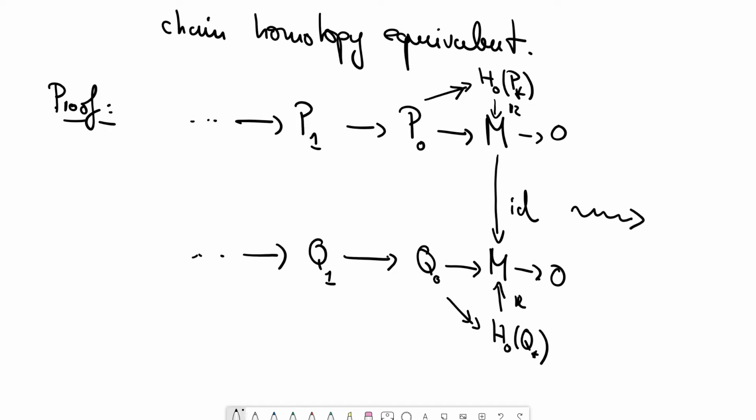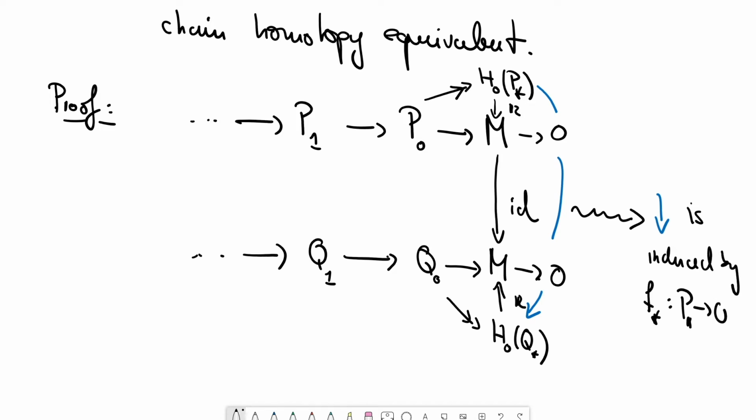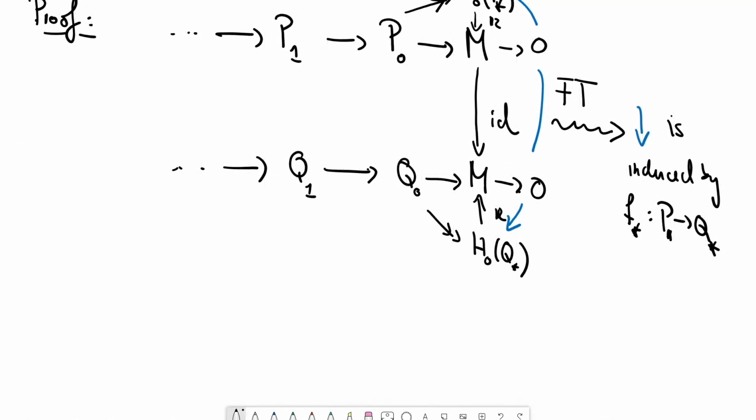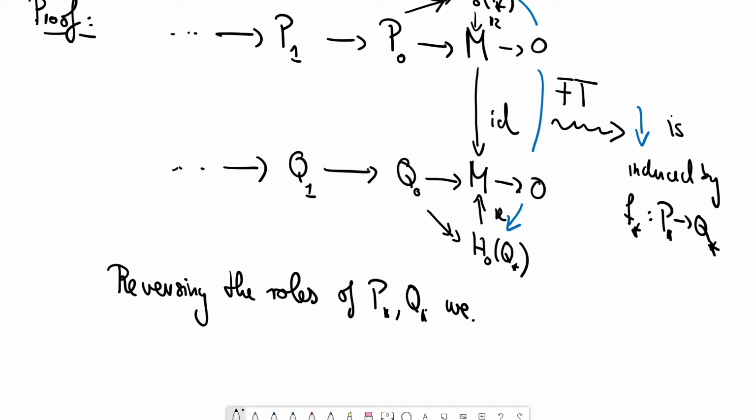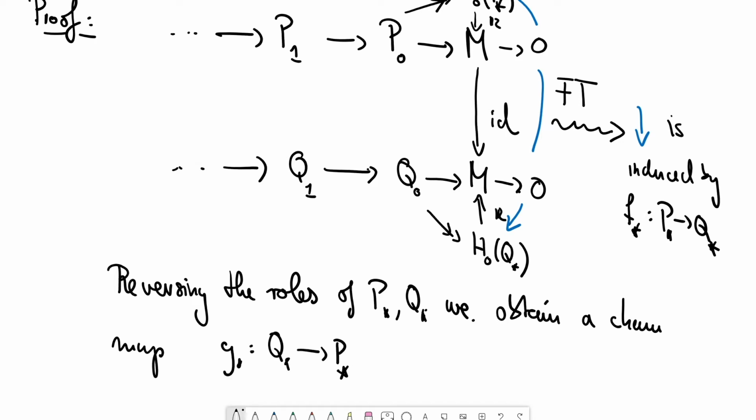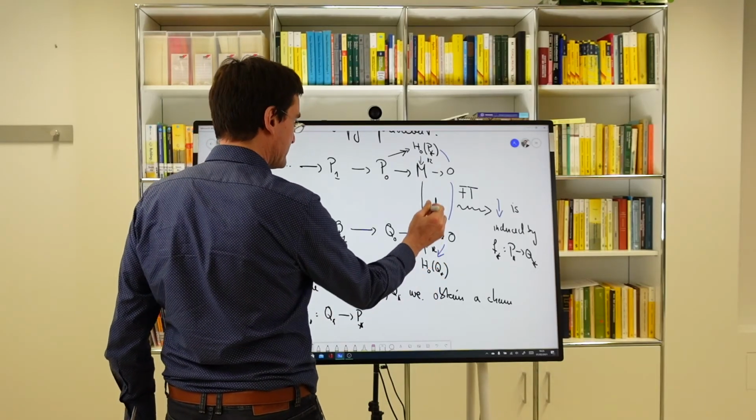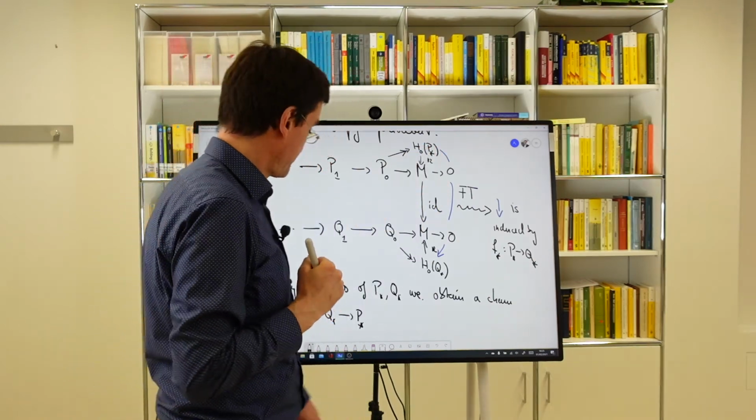So by the fundamental theorem, this is induced by a chain map F star, P star to Q star. Let's call it F. And then reversing the roles, and again looking at the identity, we get a chain map Q star to P star. So a chain map that starts from here in H0 induces the map that goes via this isomorphism, then via the identity, and then to H0 P star.